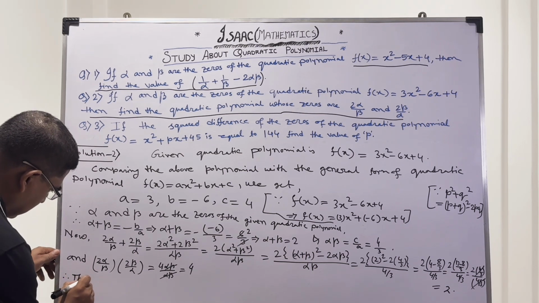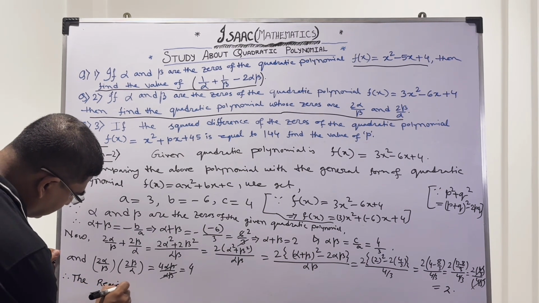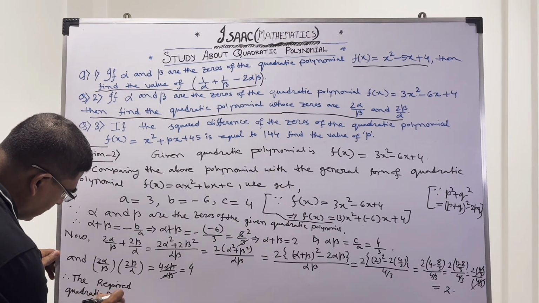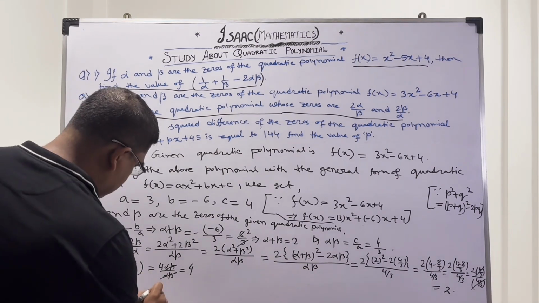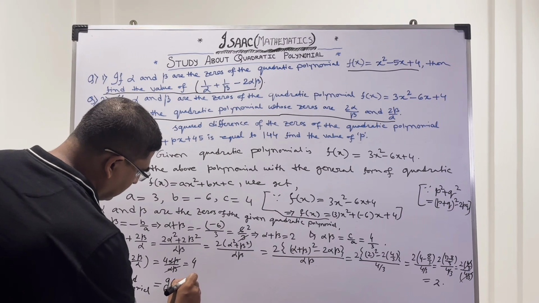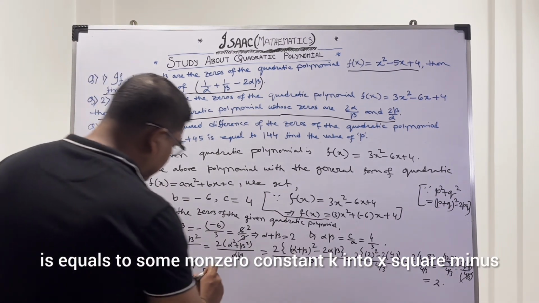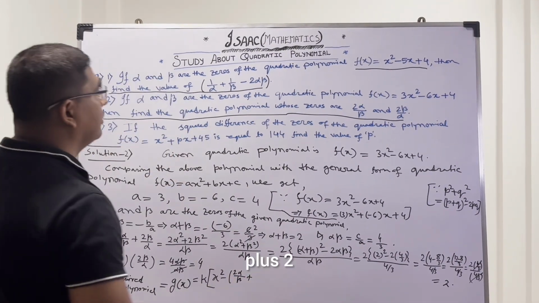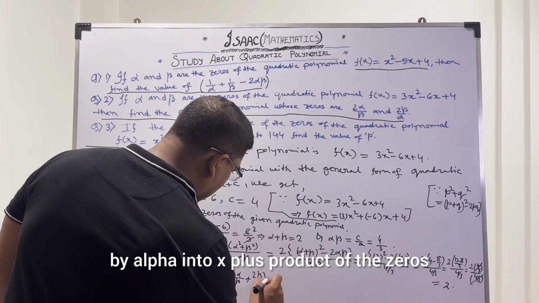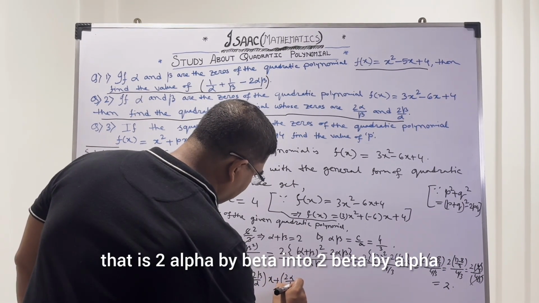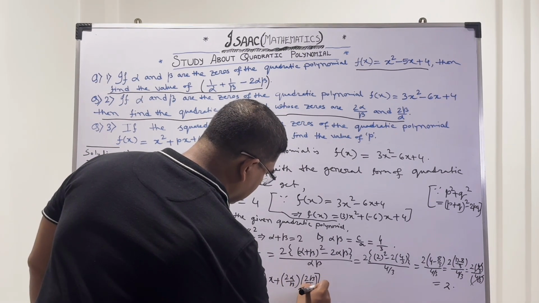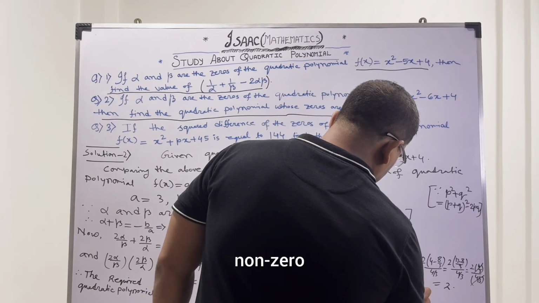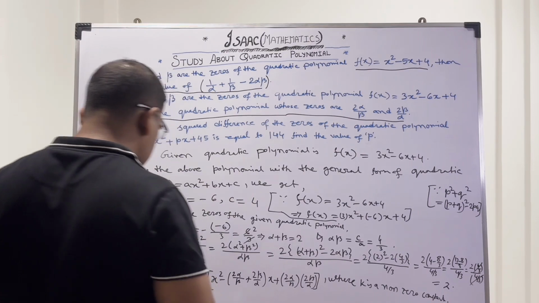So therefore the required quadratic polynomial g of x is equal to some non-zero constant k into x square minus the sum of the zeros, that is 2 alpha by beta plus 2 beta by alpha, into x plus the product of the zeros, that is 2 alpha by beta into 2 beta by alpha, where k is a non-zero constant. Okay.